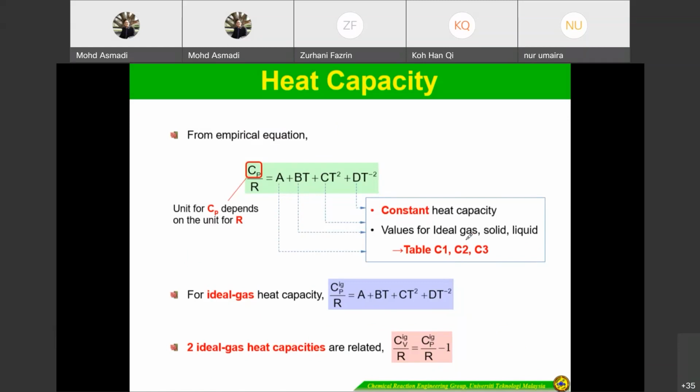The title of Appendix C is the heat capacity for the gases in the ideal gas state. There are also tables for solid and liquid. So please refer to these tables. For the ideal gas, just use CP^IG with A, B, C, and also D.